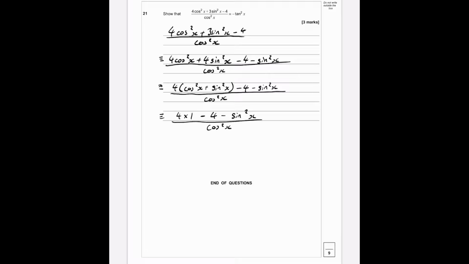So all we're left with in the numerator is minus sine squared x over cos squared x, which is negative tan squared x, which is what the question wanted us to end up with. Well done if you made it through all of that.